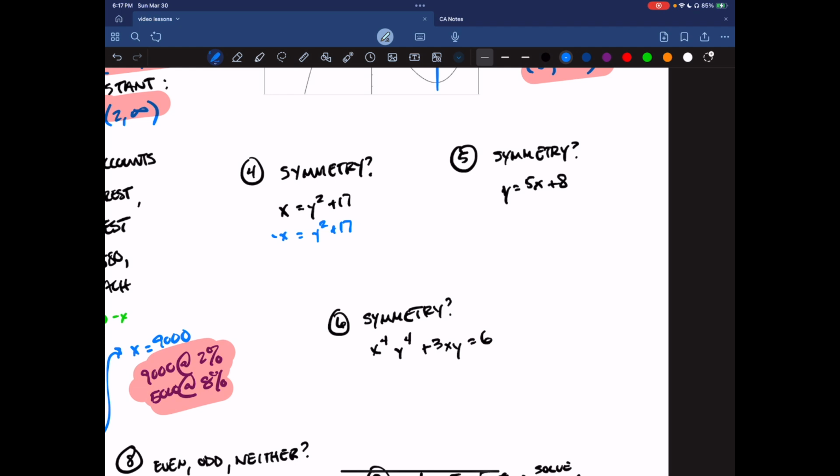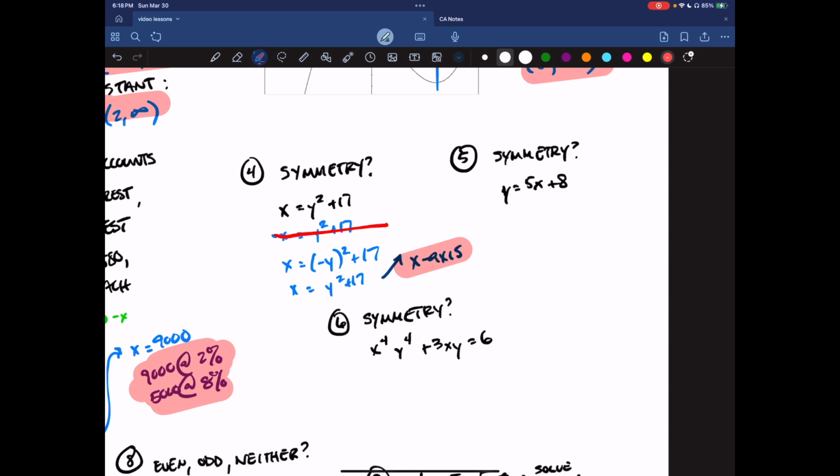If I do, then it is symmetrical with respect to whatever axis I'm trying out. In this case, it's not with respect to y. All right, so that doesn't work. Let's try this one. X equals open parentheses, negative y squared plus 17. All right, once I apply the square, I can easily get my original back. So this is going to have x-axis symmetry. Again, because I plugged in negative y, it has x-axis symmetry.